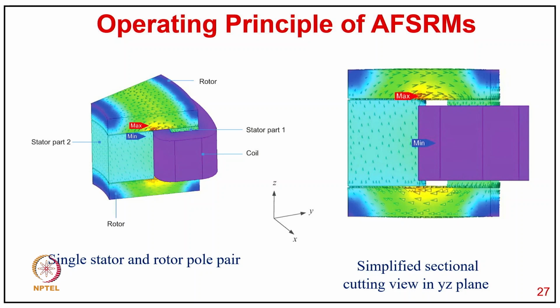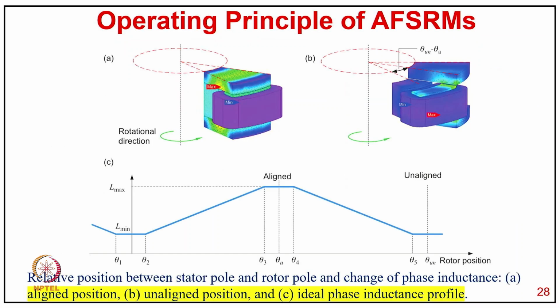Then you can see the flux distribution from finite element analysis, for a single stator and rotor pole pair, and the simplified sectional cut view with the flux lines. Then there is how the relative position of the stator pole and rotor pole changes the phase inductance. This phase inductance variation is similar to the conventional one, typically at the aligned and unaligned positions, with the ideal phase excitation profile during rising inductance or falling inductance.